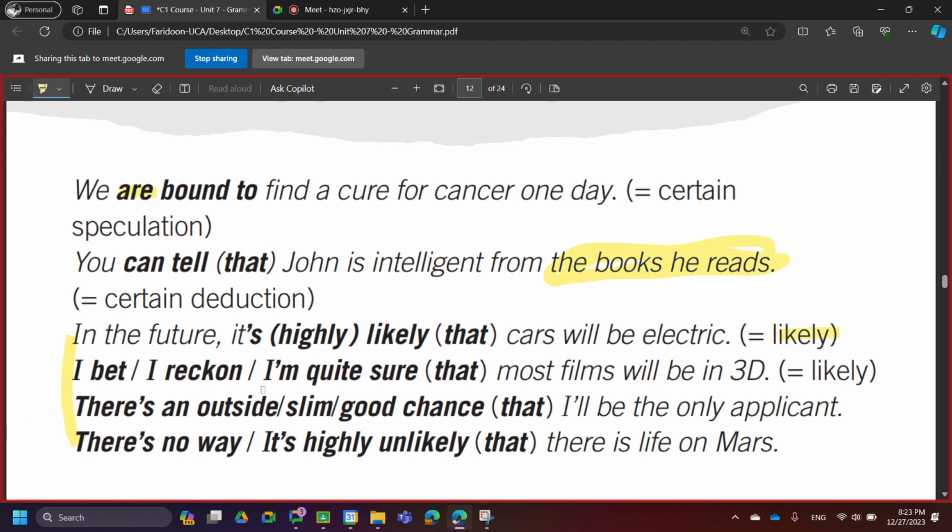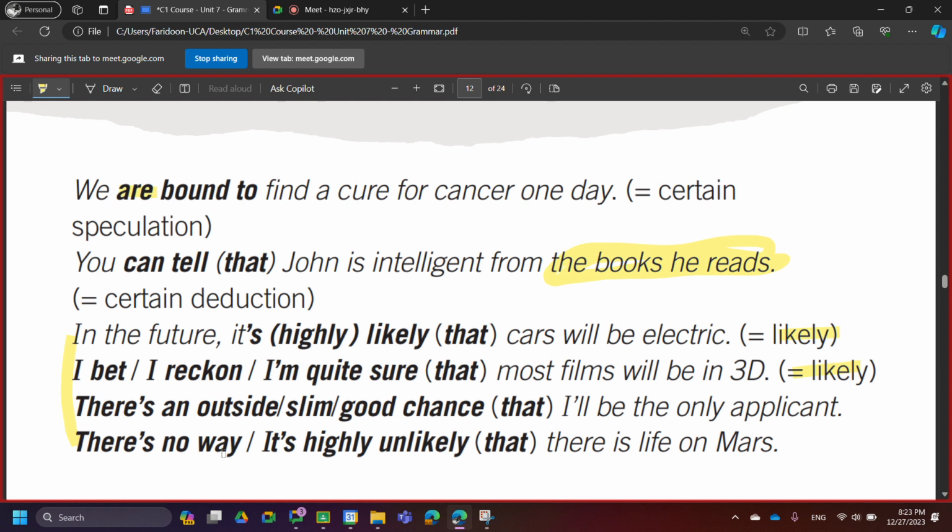I bet, I reckon, I'm quite sure that most films will be in 3D. Once again, it's possible. There is a slim or there's a good chance that I will be the only applicant. Once again, it just means likely, a good chance.